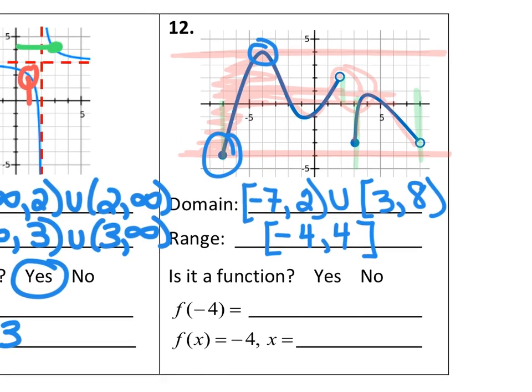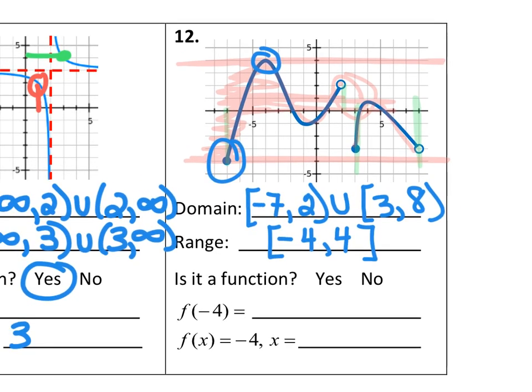Now, all of that mess up there that I seem to not be able to erase at this point is a function. Yes, it passes the vertical line test. And f of negative 4 is going to be at that point right there. So y is positive 4 when x is negative 4, f of negative 4 is positive 4. And then when y is negative 4, that would be right here. That point as an x value then is going to be negative 7. When x is negative 7, y is negative 4.